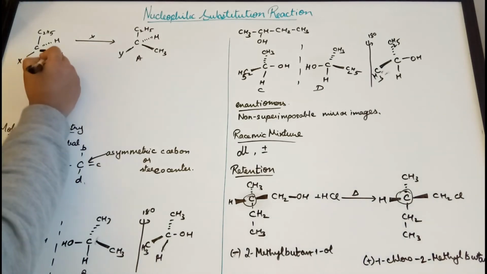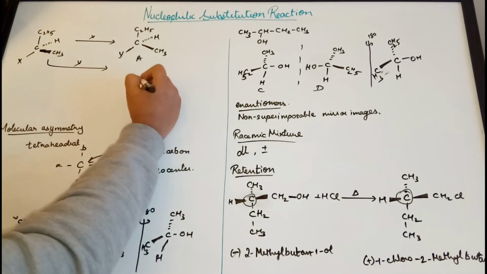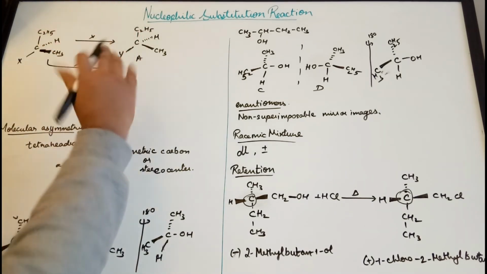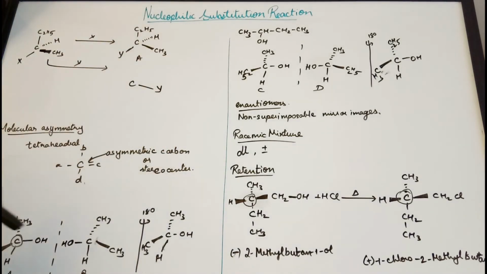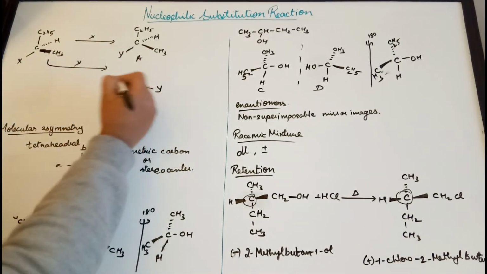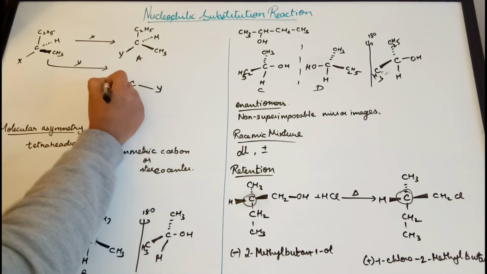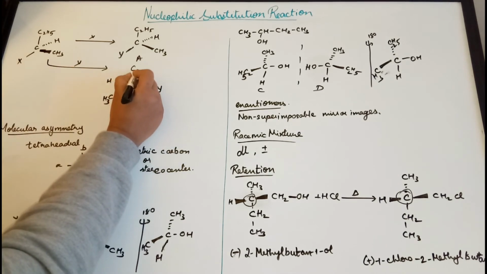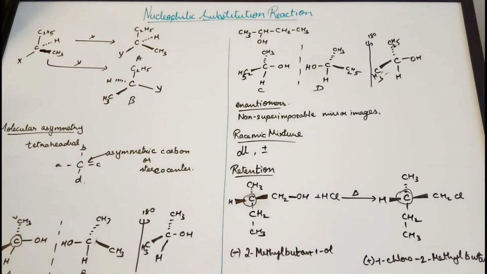Another possibility is when Y attacks the carbon and there is a flip. So you will have a Y atom here, and then a CH3 and a hydrogen. So it's forming a mirror image. There is an inversion of configuration. We notice that when it forms B, there is an inversion of configuration, and that is what we said will happen in the case of our SN2 mechanism.